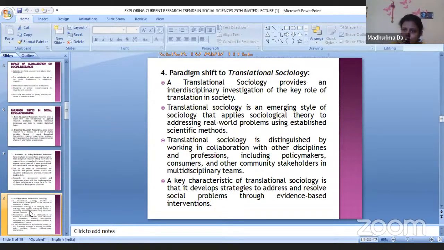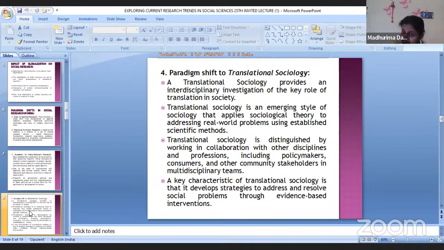Next, coming to a paradigm shift to translational sociology. I repeat, translational, not transnational, translational. Now, this is a very emerging arena of research. Now, what do we mean by translation? Those who are from English can refer to it. Translation means translating anything from one particular language to another particular language. Now, this translational sociology is an emerging style of sociology, and it was developed first by Callens.